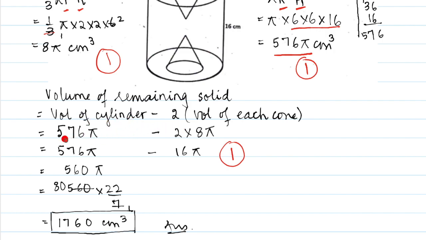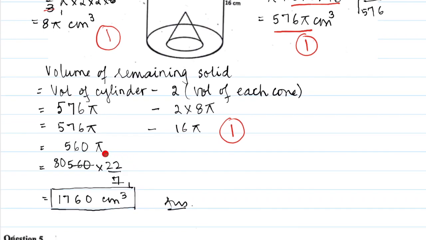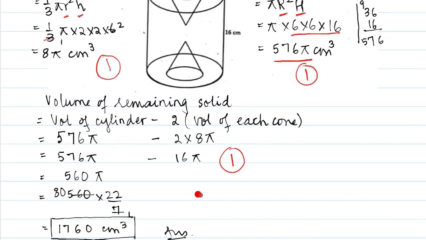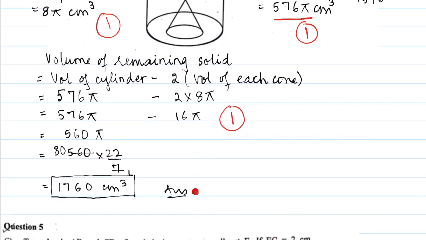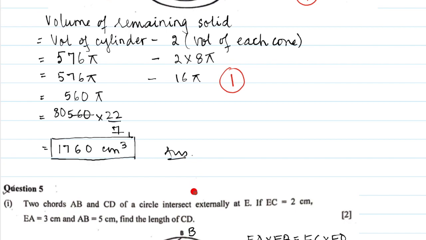Volume of the cylinder is 576 pi and volume of 2 cones will be 2 into 8, that is 16 pi. Subtracted, 560. So basically 560 you will multiply by 22/7. 7 ones and 7 eighties, 7 8s are 56, so 80 times, and then 22 into 80 is 1760, and add this 0 here, and that is your answer. Okay, so we are clear about question number 4. Let's come to question number 5.